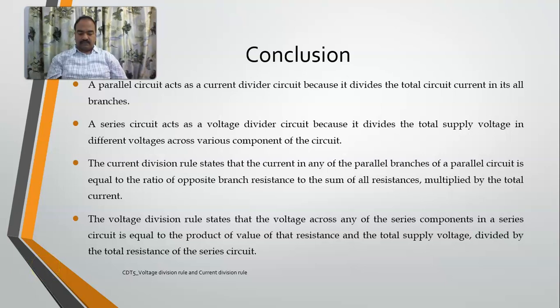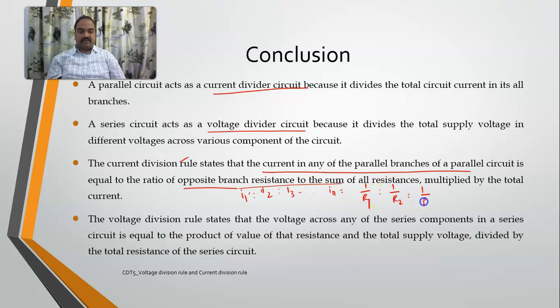So what is the conclusion we have drawn? A parallel circuit acts as a current divider circuit because it divides the total circuit current among all its branches, whereas a series circuit acts as a voltage divider circuit. The current division rule states that current in any of the parallel branches is proportional to the inverse of branch resistance. Don't try to remember too many of these things. The current division rule states that I1 is to I2 is to I3 up to IN is equal to 1 by R1 is to 1 by R2 is to 1 by R3, like that. Similarly for the voltage division rule.